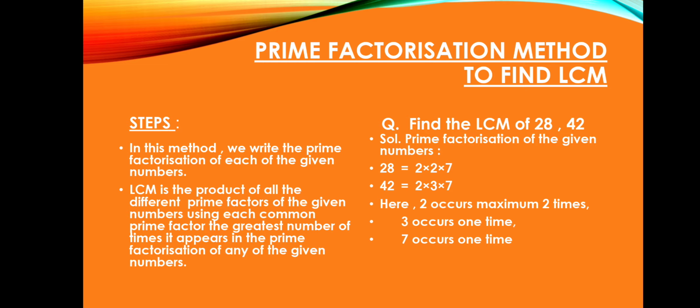Now prime factorization of 28 is 2 into 2 into 7. Then prime factorization of 42 we have done. Now see how we will find out the LCM here. Here 2 occurs maximum 2 times. So it will be 2 into 2. Then 3 occurs 1 time. So it will be multiplied by 3. Then 7 occurs 1 time. Okay, so what will be the LCM? 2 into 2, because 2 is coming 2 times, 3 is written 1 time because 3 is here 1 time, and 7 1 time. So it will be 2 into 2 into 3 into 7, that is 84.